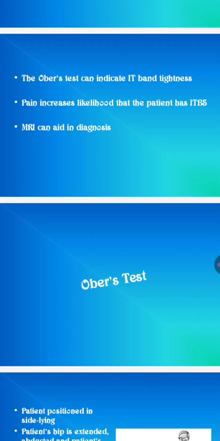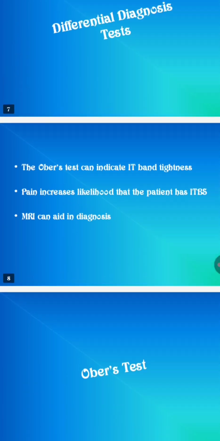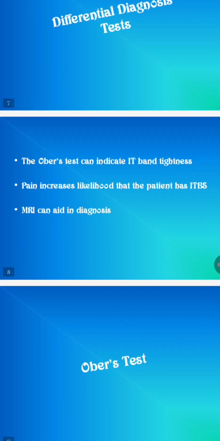If a person is facing IT band friction syndrome, what are the other tests you have to do to diagnose? Other diseases also you have to differentiate. The Ober test can indicate IT band tightness. Pain increases the likelihood that the patient has ITBS, and MRI can aid in diagnosis. These are some tests you can use in IT band syndrome.